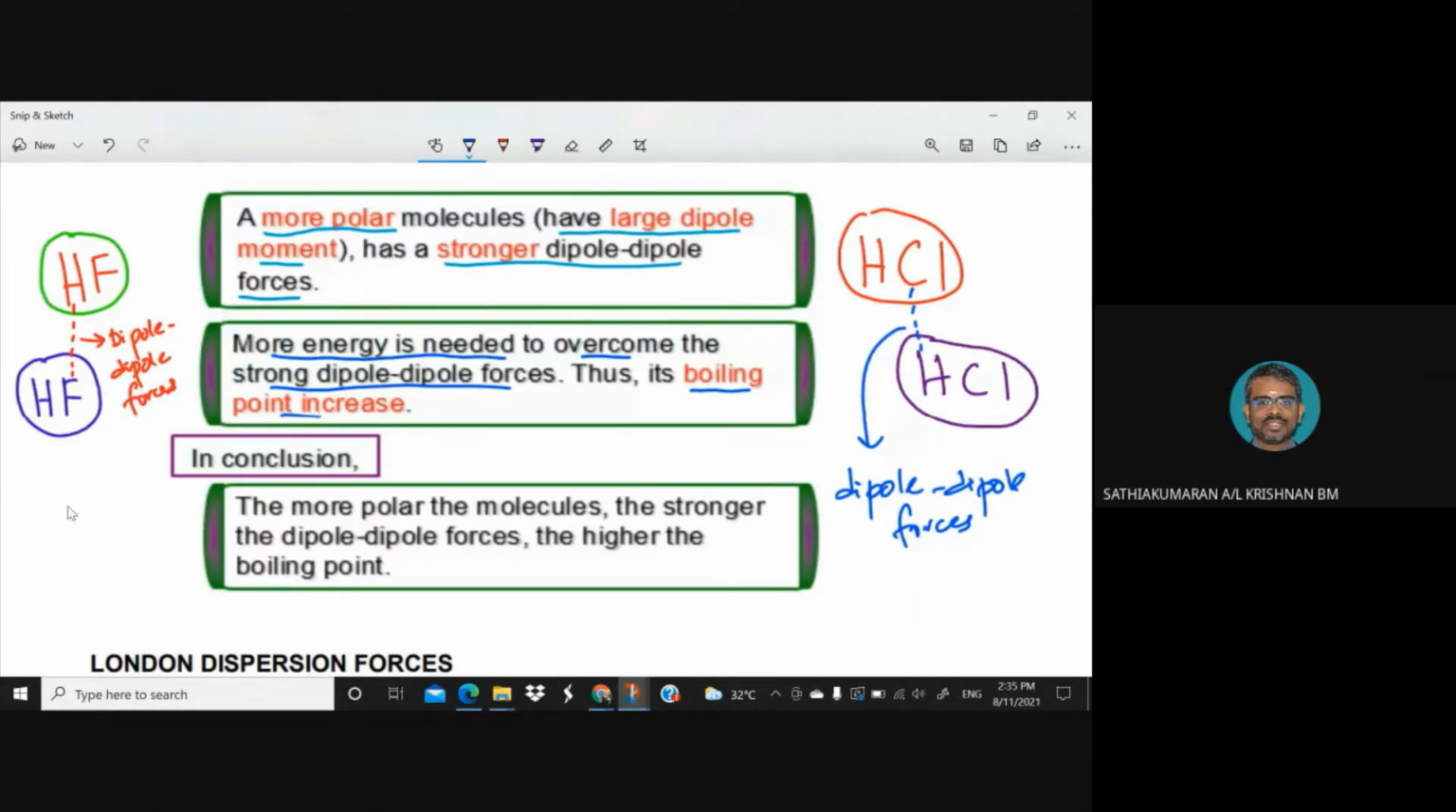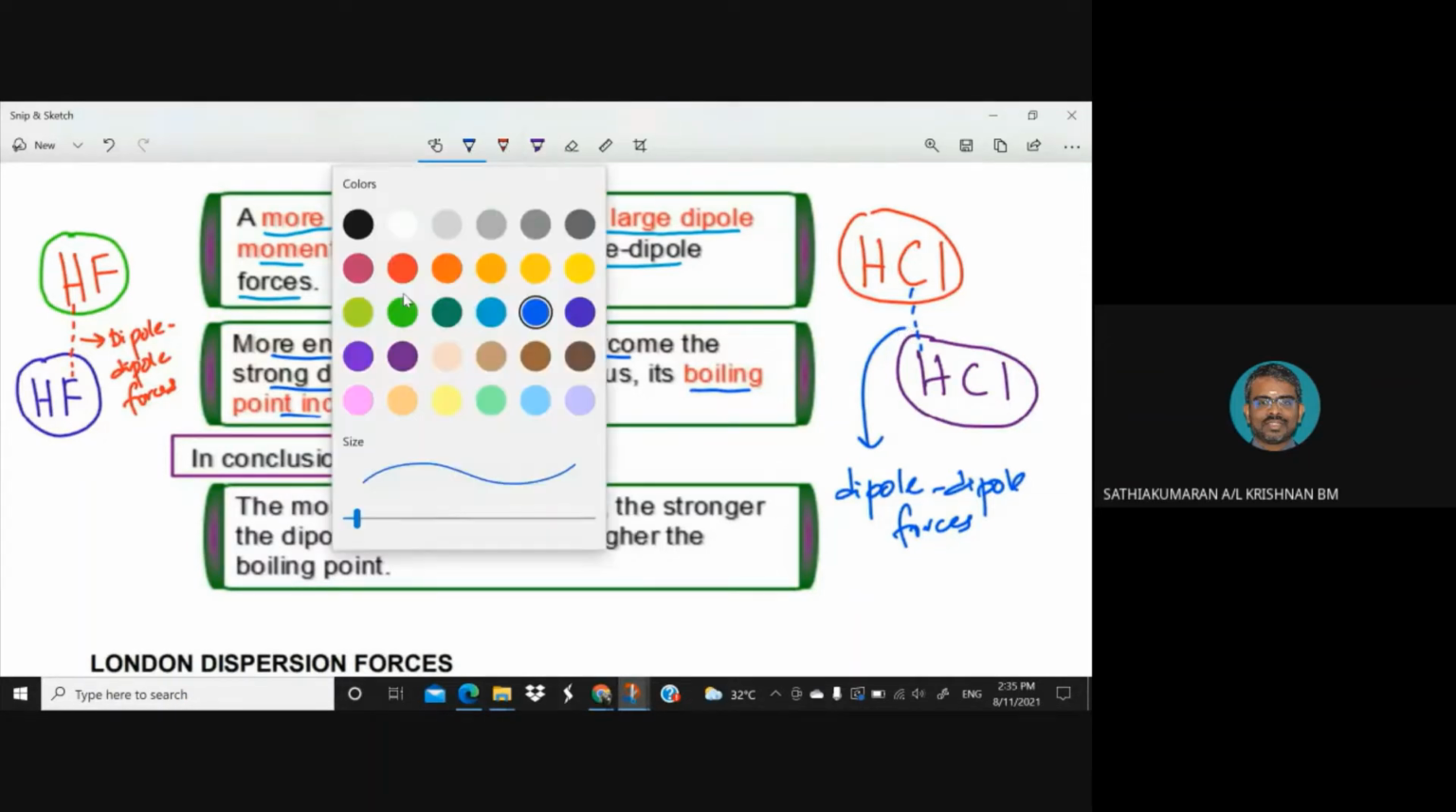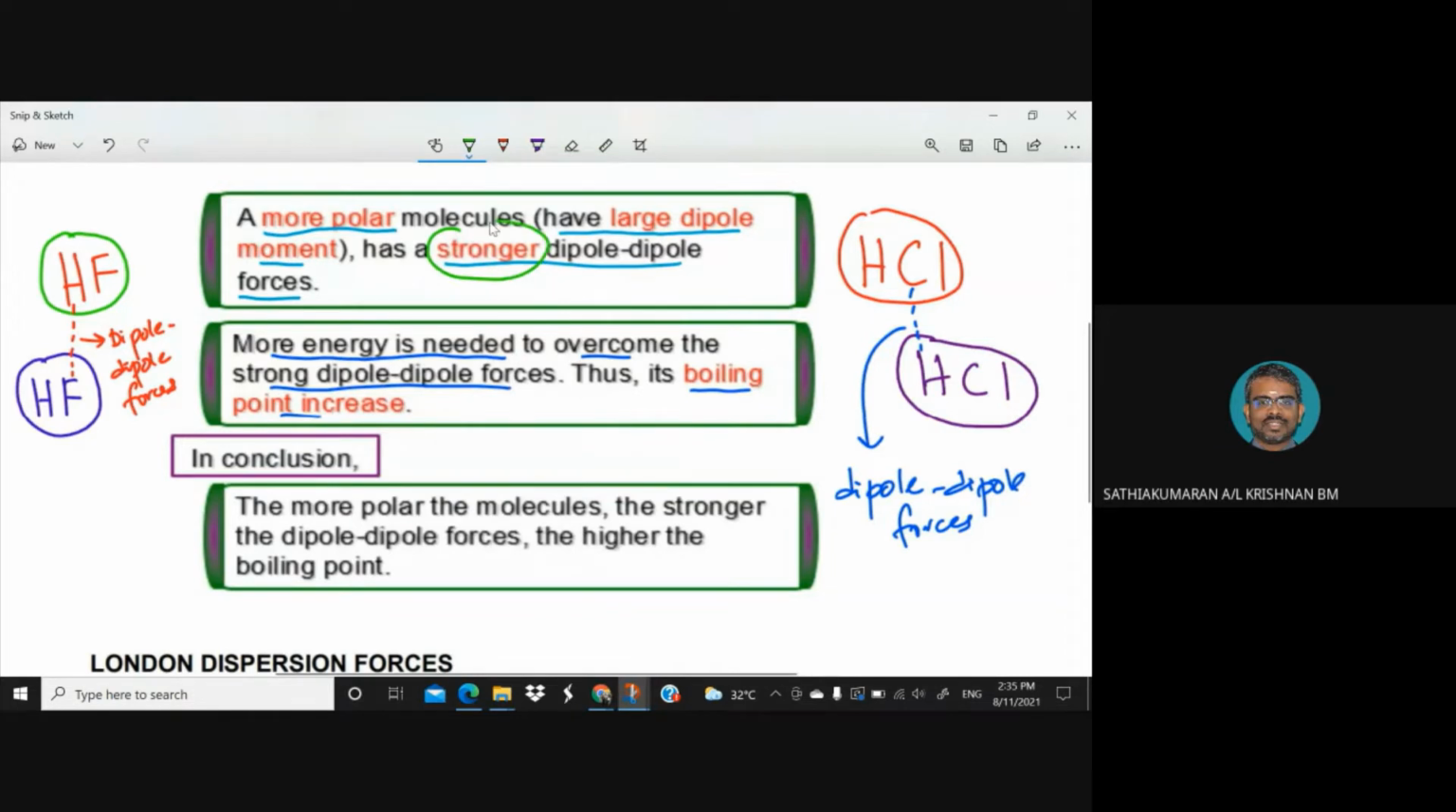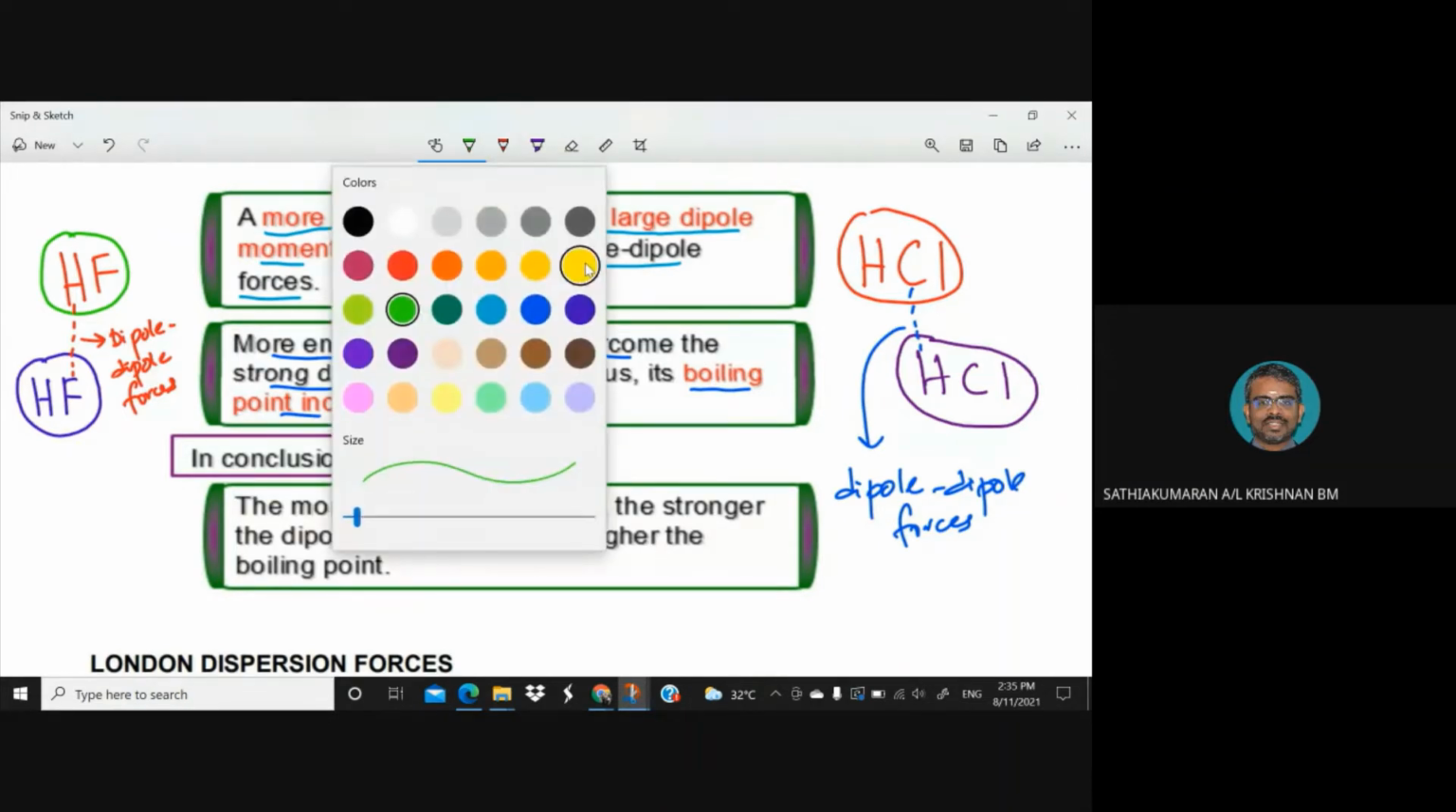Now my question, which molecule got higher boiling point? HF or HCl? So you have to know. HCl also got dipole forces. But which dipole forces are stronger? Which one is stronger, between HF or HCl? You have to answer this question.